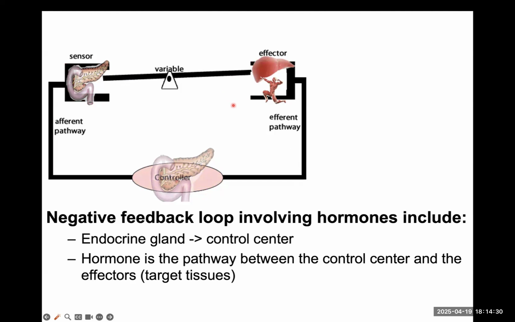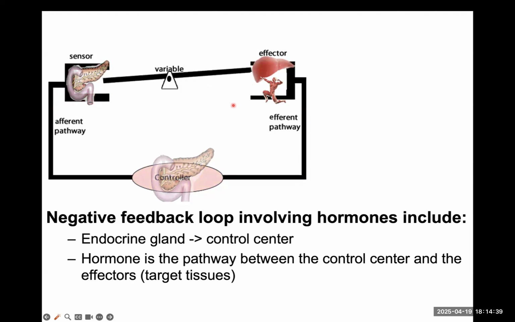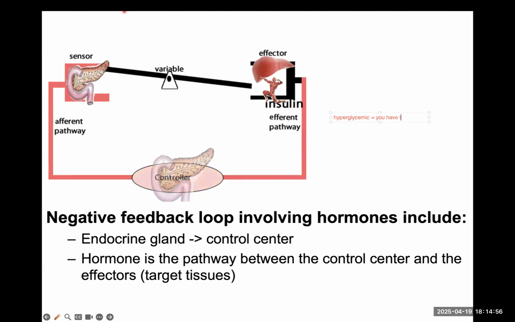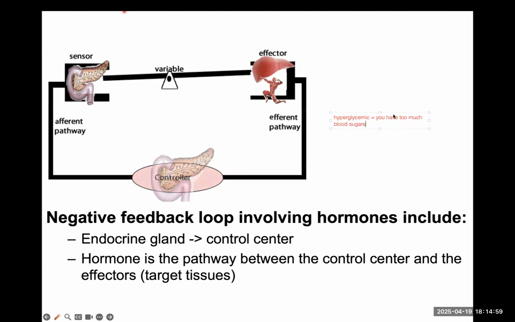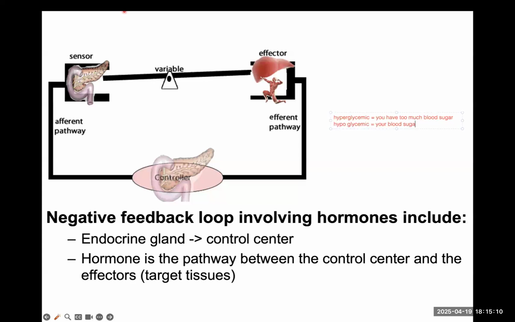So even if you happen to be a type 1 diabetic, you need to inject yourself with the insulin. Sometimes you can inject yourself with too much insulin, and then the seesaw goes too low and you're going to be hypoglycemic. So we have this term hyper and hypo. Hyperglycemic means that you have too much blood sugar. And then we also have another term, hypoglycemic. It means that your blood sugar is too low.